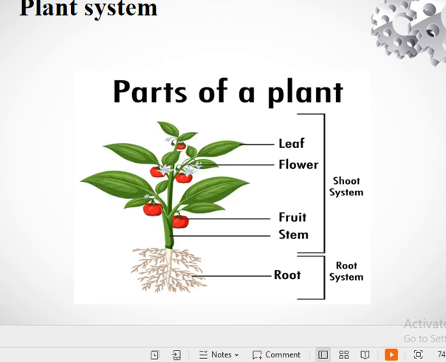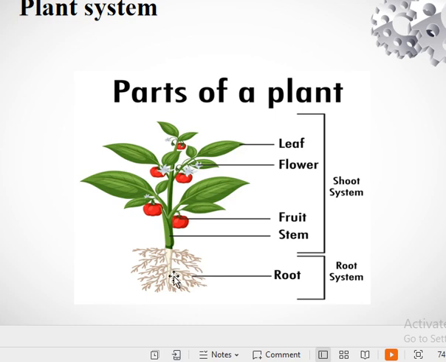Here is the diagram that shows the parts of a plant, the shoot system and the root system. In the shoot system, leaf, flower, fruits and stem are included. In the root system, roots and root hairs are included. Root hairs are very helpful for the absorption of water and minerals.